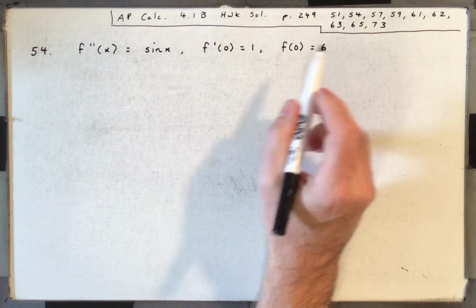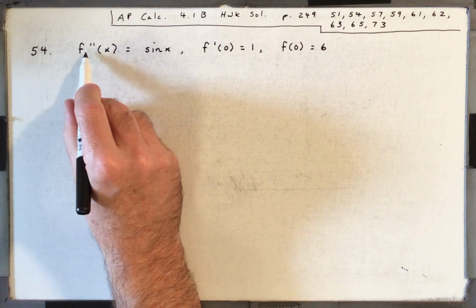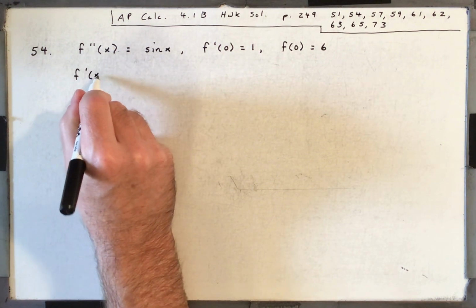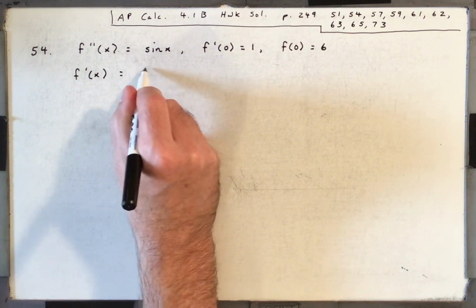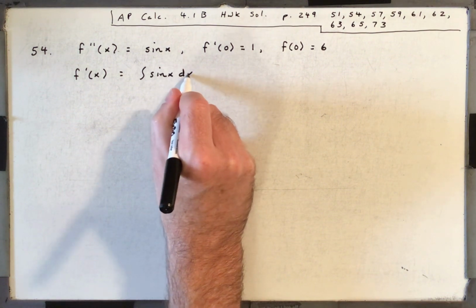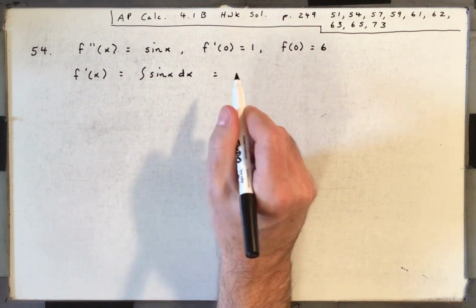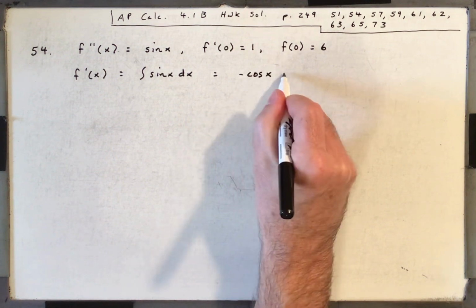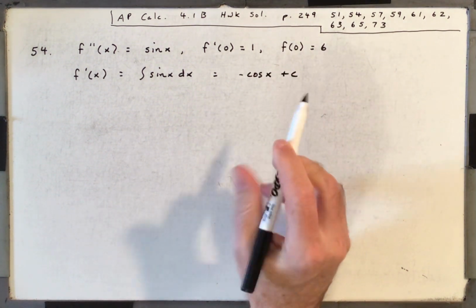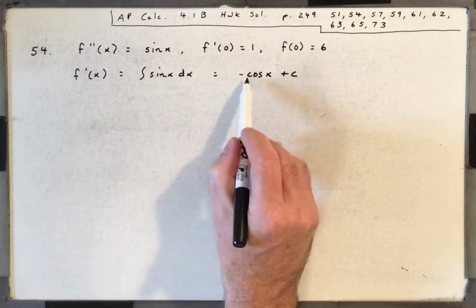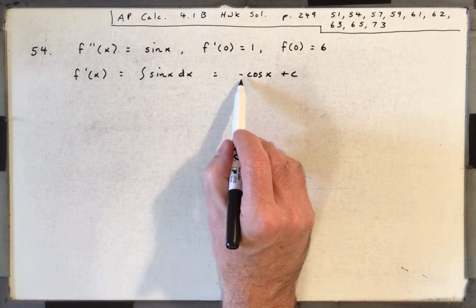Okay, so we're going to go up from f double prime of x to f prime of x. We'll go up 1 level. We're going to find that by integrating sine x. That's going to be minus cosine x plus c. If you're not sure about that, the derivative of cosine is negative sine, so to get to positive sine, we'd have to put a negative out front.